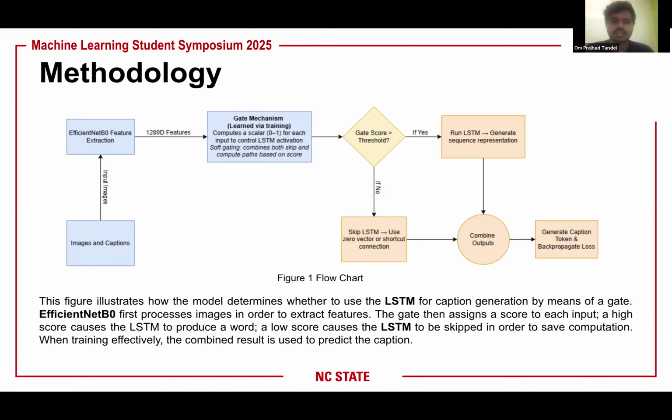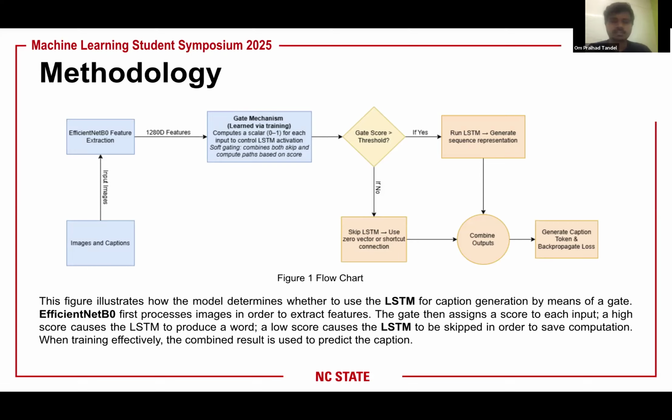Starting from the first, we have our images and captions, and these go to our CNN model for feature extraction. Earlier, we were using the VGG16 model, but upon peer evaluation on Twitter, we were told that EfficientNet or MobileNet are better models. So we shifted to EfficientNet.